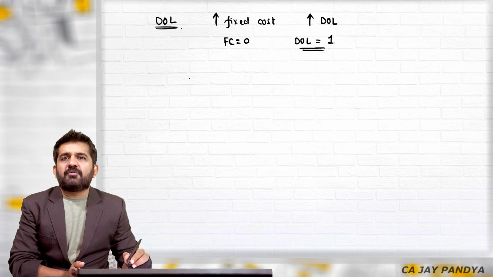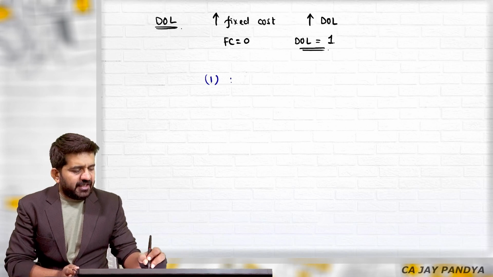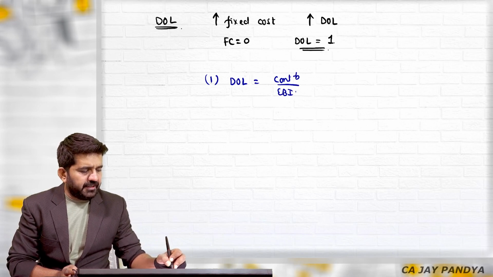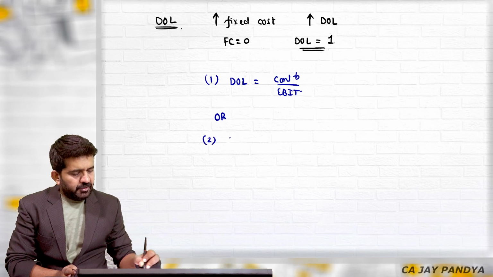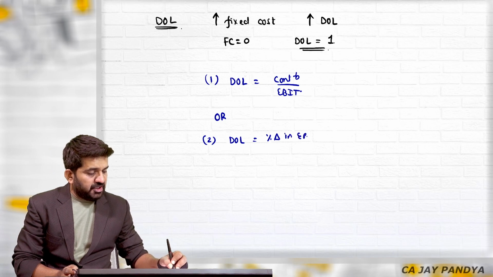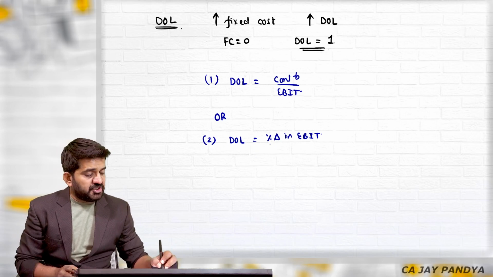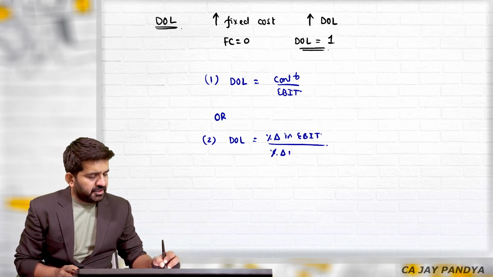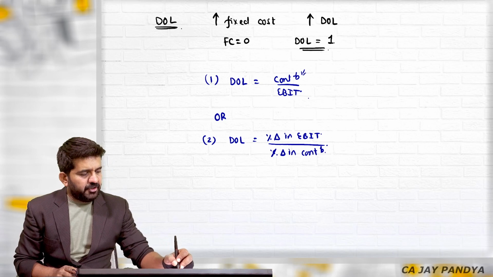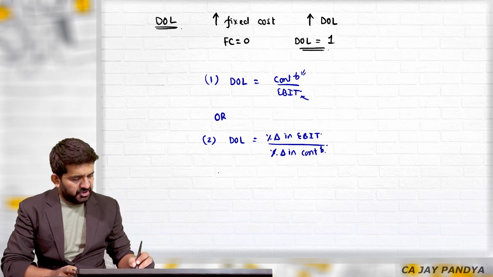What are the formulas by which you can find out degree of operating leverage? In previous session we have derived all the formulas, so we can just directly write down in this session. Degree of operating leverage is the contribution upon EBIT, or degree of operating leverage is percentage change in EBIT. Please understand, you cannot write down change in EBIT. It should be percentage change in EBIT divided by percentage change in contribution. This formula we have derived from our understanding. This will go in denominator, this will go in numerator once we do the concept of percentage change.